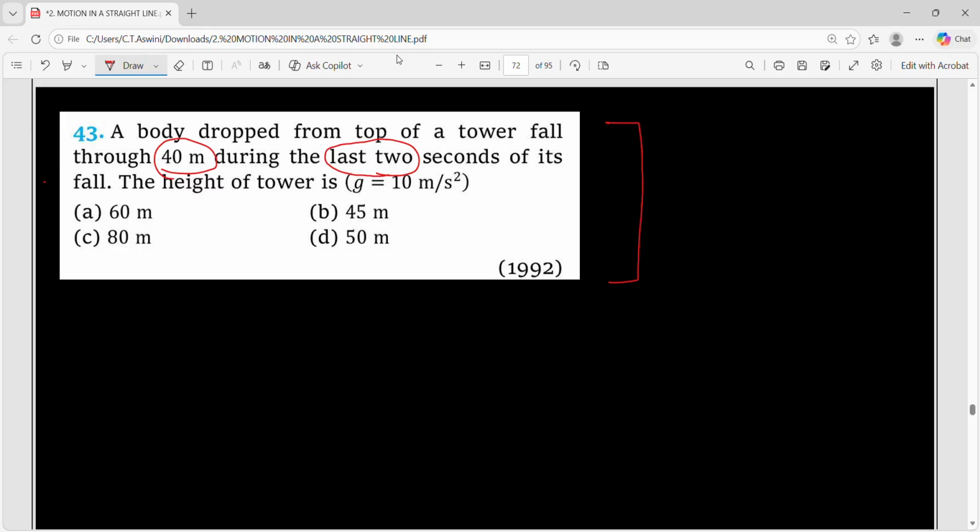Let us assume this is a tower. Now it was dropped from the top of a tower. During the last 2 seconds, the distance traveled by the body was 40 meters and the time taken here is 2 seconds. What we need to find is the height of this entire tower. Let it be h. We need to find this h.